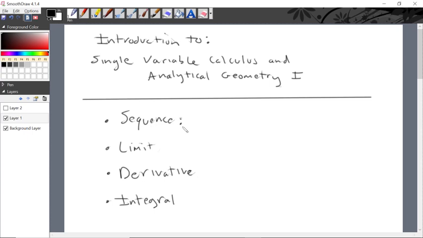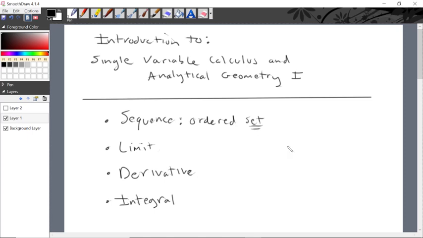Let's put down here on paper the four main topics that I want to discuss in this introduction. What are they? A sequence you might have been introduced to in a previous course, such as pre-calculus. A sequence is an ordered set of objects. A set is a collection of elements. Those elements could be numbers, for example. And if they are put in a particular order, we call that ordered set a sequence.